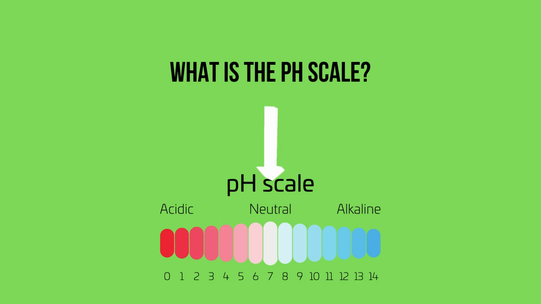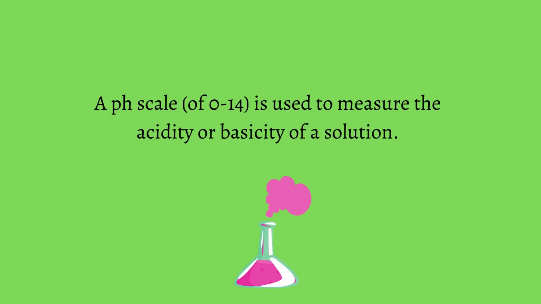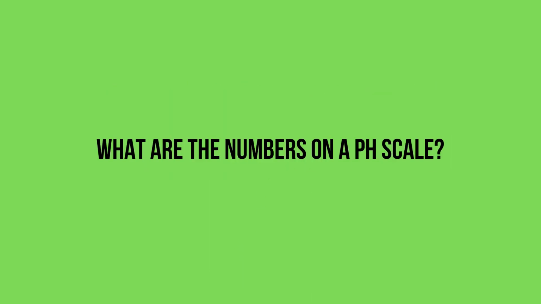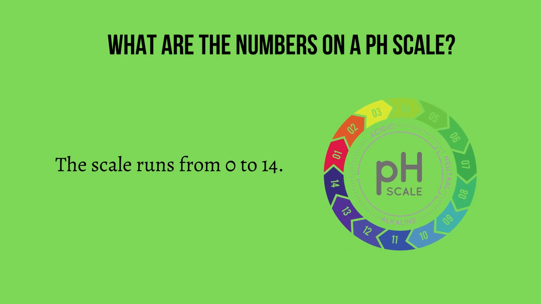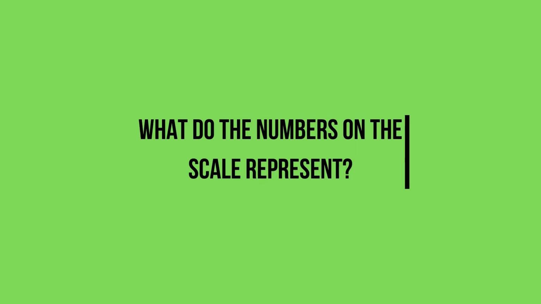What is the pH scale? A pH scale is used to measure the acidity or basicity of a solution. Do you know what the numbers on a pH scale are? The scale runs from 0 to 14. So what do the numbers on the scale represent?